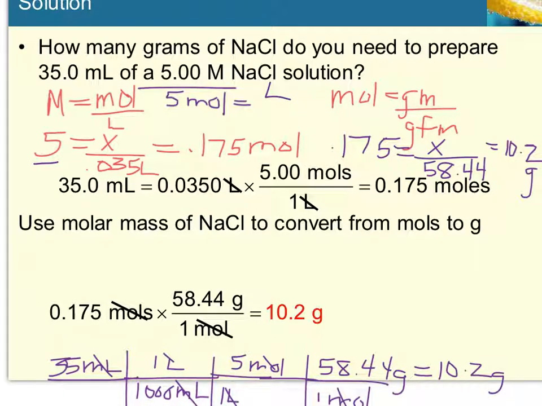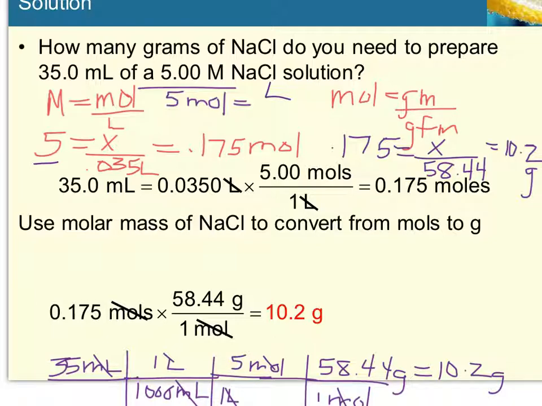Then I can use my mole formula. Moles equals given mass over GFM, 0.175 moles, and the gram formula mass of NaCl is, Na is 23, chlorine's 35.5. They used the exact here, so they got 58.44, which is 10.2 grams. Now, the way the book showed was going from milliliters to liters, moving that decimal 3 places to the left. Then you know that 5 moles equals 1 liter, get your moles. And then down below they converted the moles to grams, got 10.2, same answer.